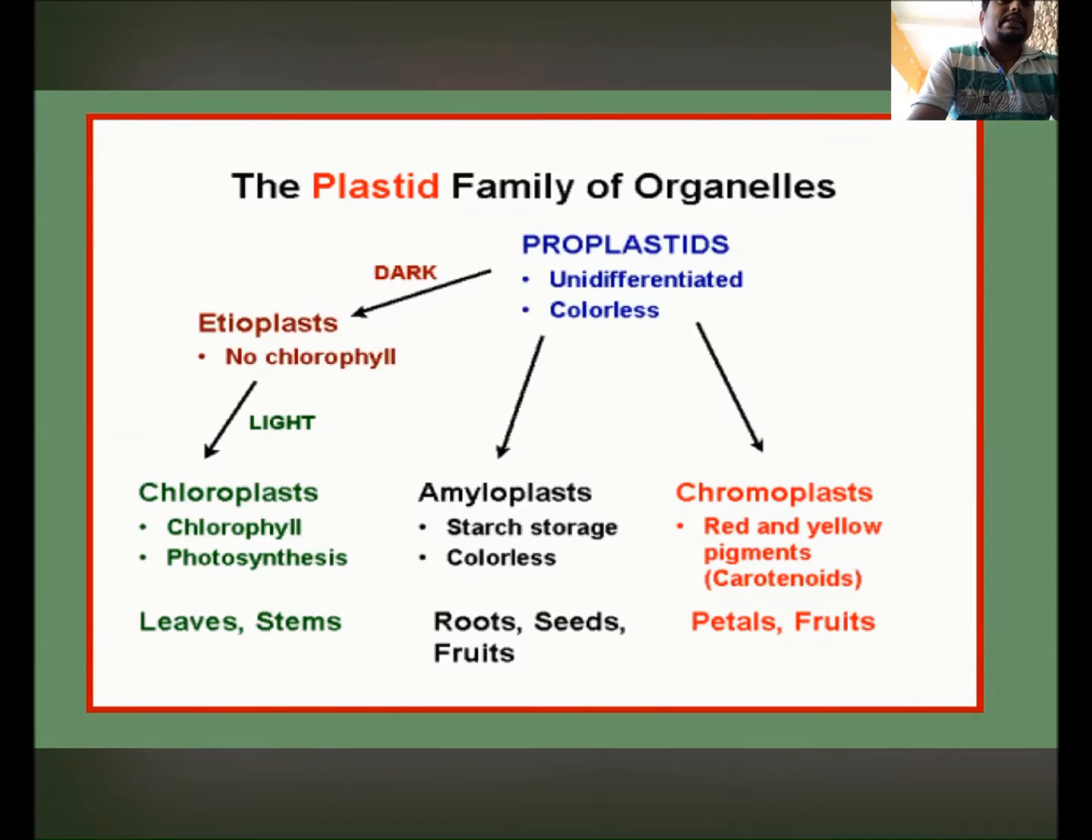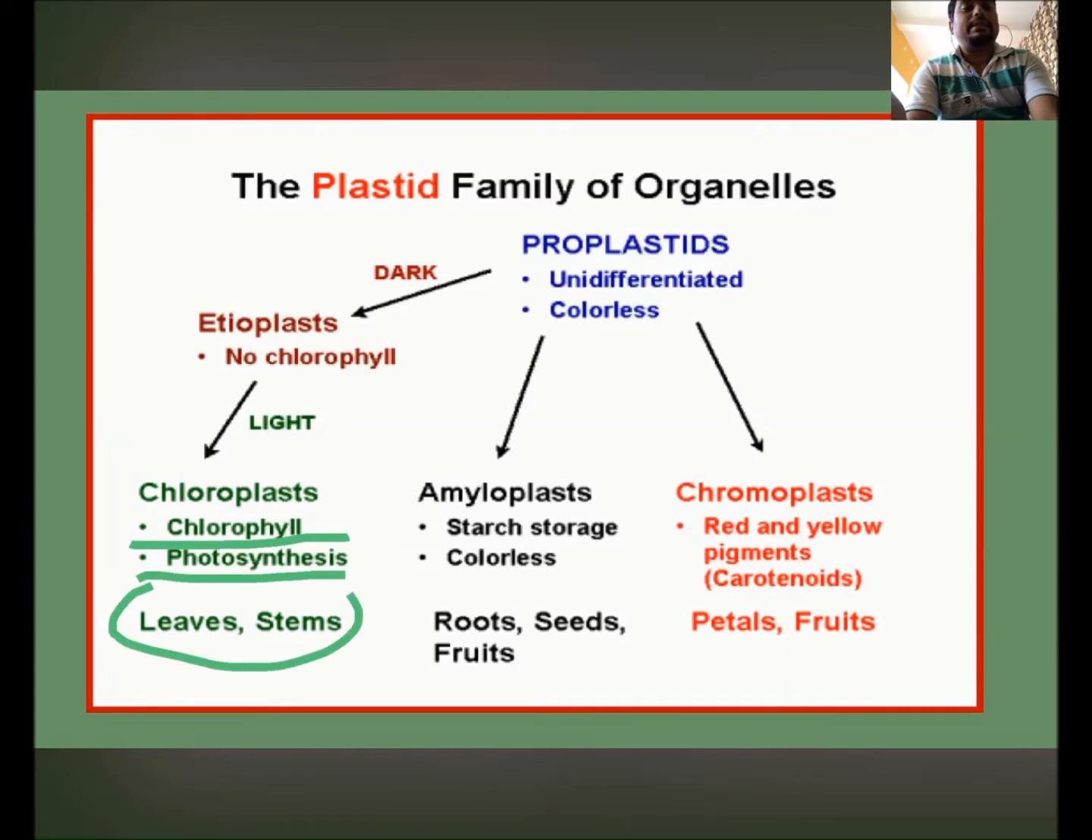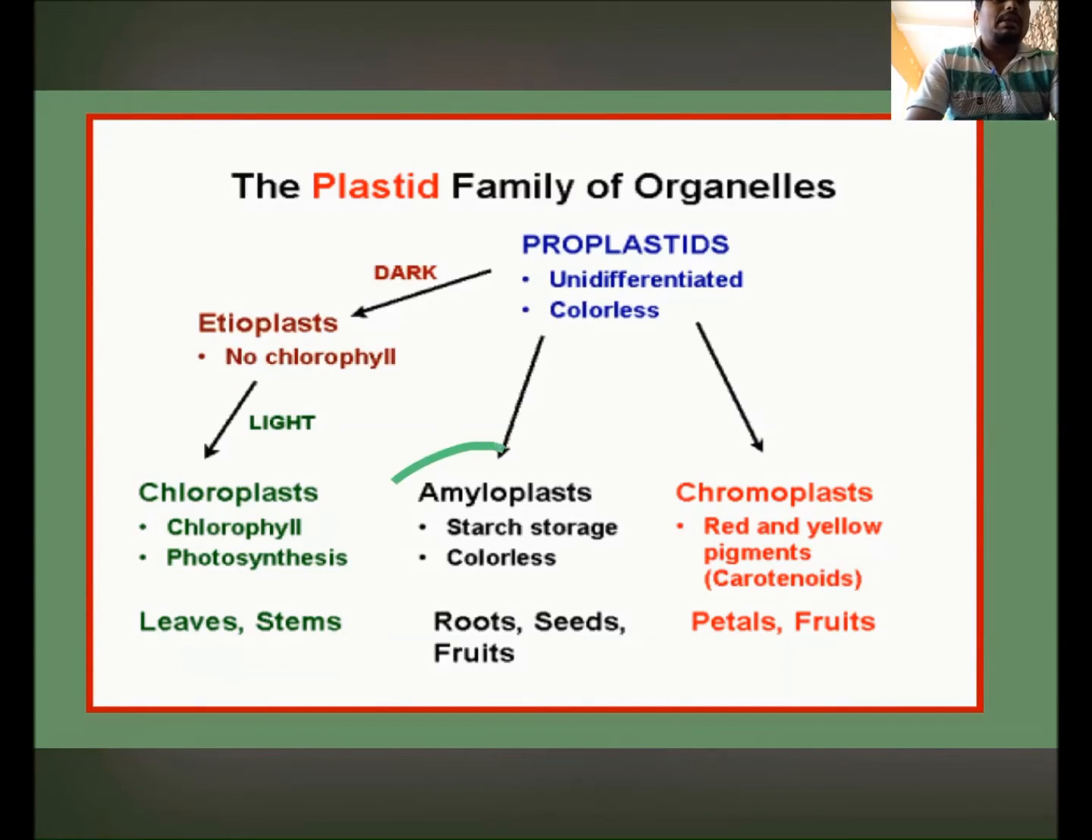Let's see some different kinds of plastids. Proplastids. This plastid is undifferentiated and colorless. Another plastid is etioplast. Etioplast does not have any chlorophyll, so it is not greenish. Other than greenish, it can be any other color, but it won't be green. Chloroplast will have green chlorophyll. This is a green pigment and this helps in photosynthesis. These are present in leaves and stems.